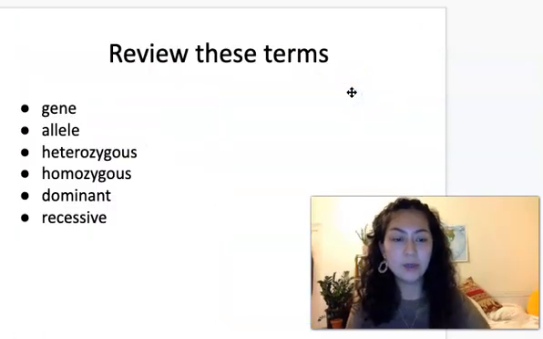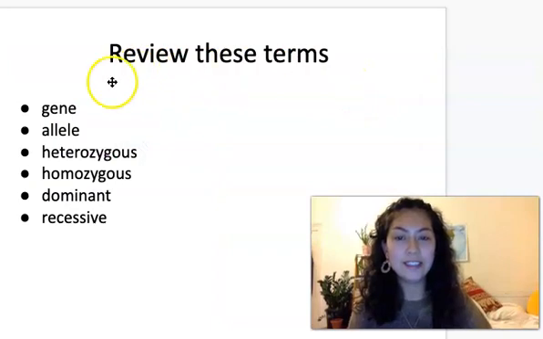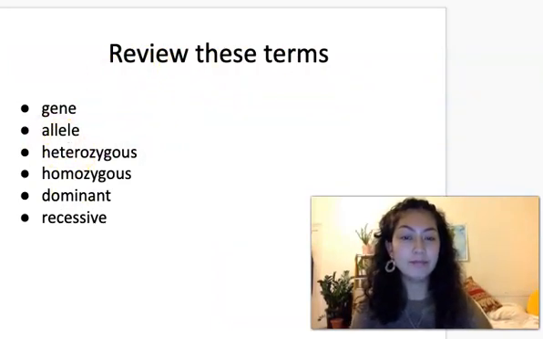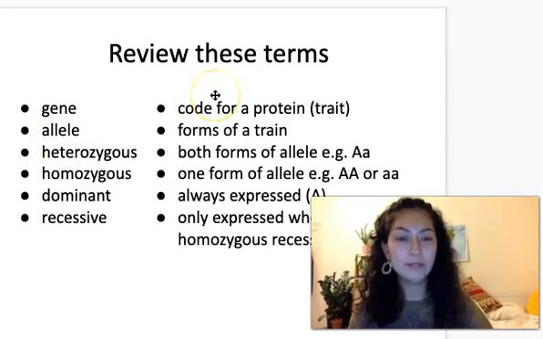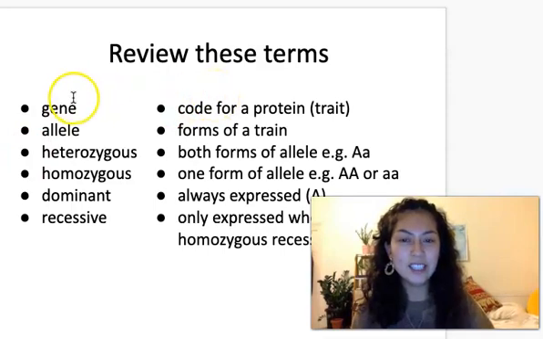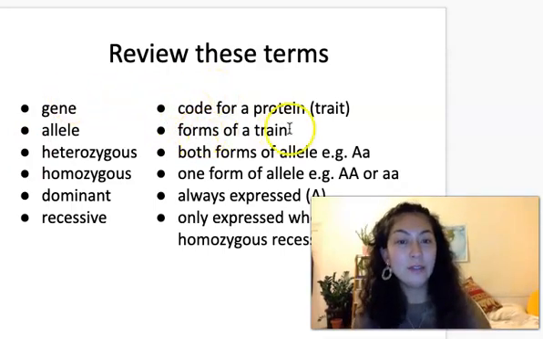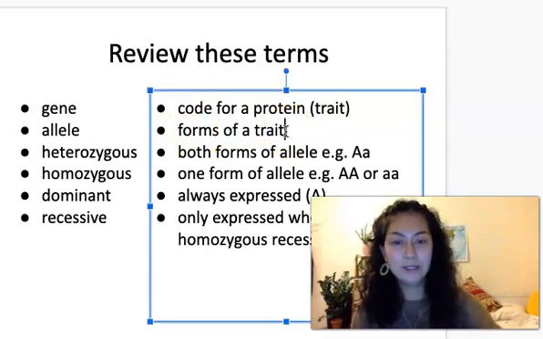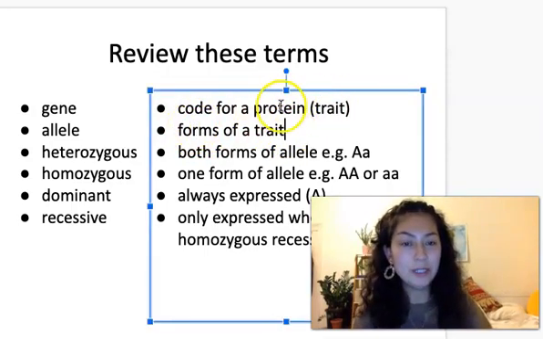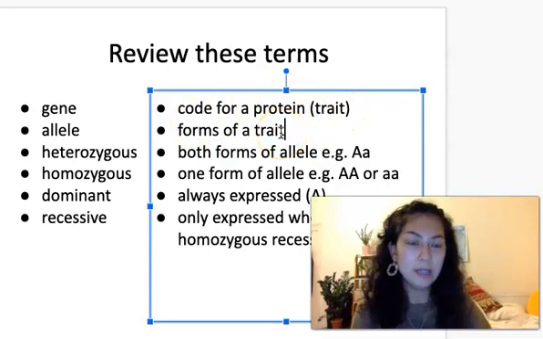Okay, so we might need to do a quick review of genetics. Do you know what each of these terms mean? Well, hopefully you got answers something like this. A gene codes for a protein or a trait. Alleles are forms of a trait. So a gene could be for eye color, and alleles could be black, blue, brown, hazel, green, etc.